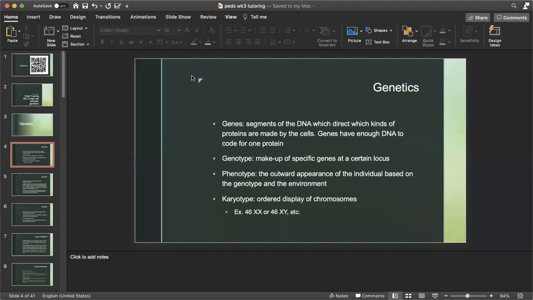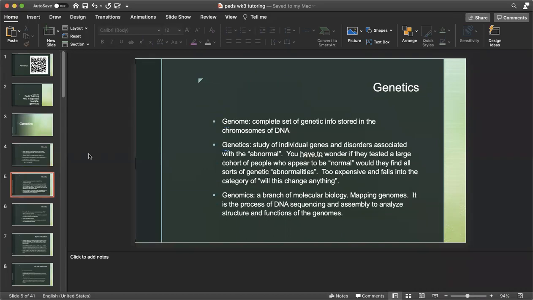A genotype is the makeup of specific genes at a certain locus. Phenotype is the outward appearance of the individual based on the genotype and the environment. And a karyotype is the ordered display of chromosomes, so 46XX or 46XY, things like that. A genome is a complete set of genetic information stored in the chromosomes of DNA. And genetics is the study of individual genes and disorders associated with the abnormal.